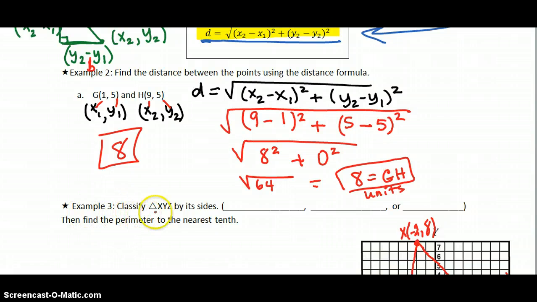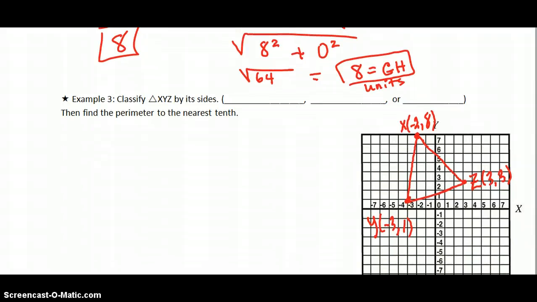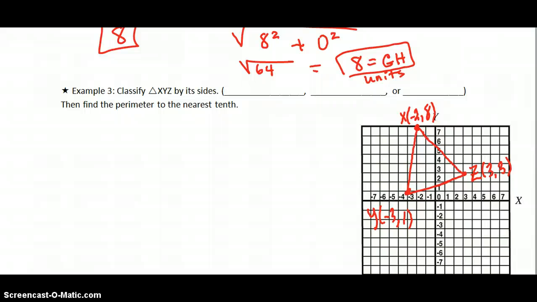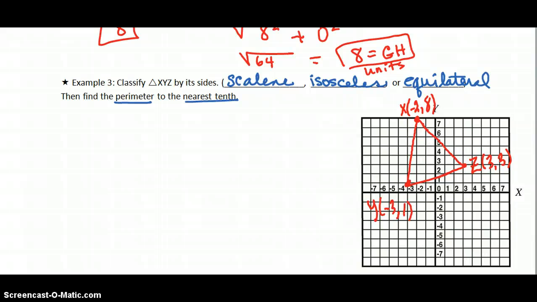Example 3 says to classify triangle XYZ. So let's look over here at triangle XYZ. And I'm classifying it by its sides. Now my choices are no sides are equal, that's called scalene; 2 sides are equal, that's called isosceles; or all three sides are equal, and that's called equilateral. So those are my three choices, but I do not actually know the lengths of my sides. So besides classifying it, it also wants us to find the perimeter to the nearest tenth. So that means I've got my work cut out for me. So let's roll up our sleeves.